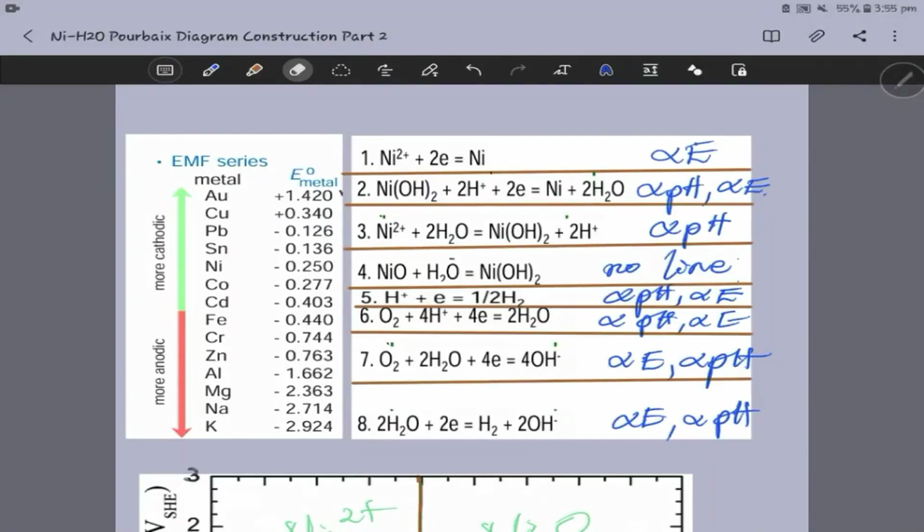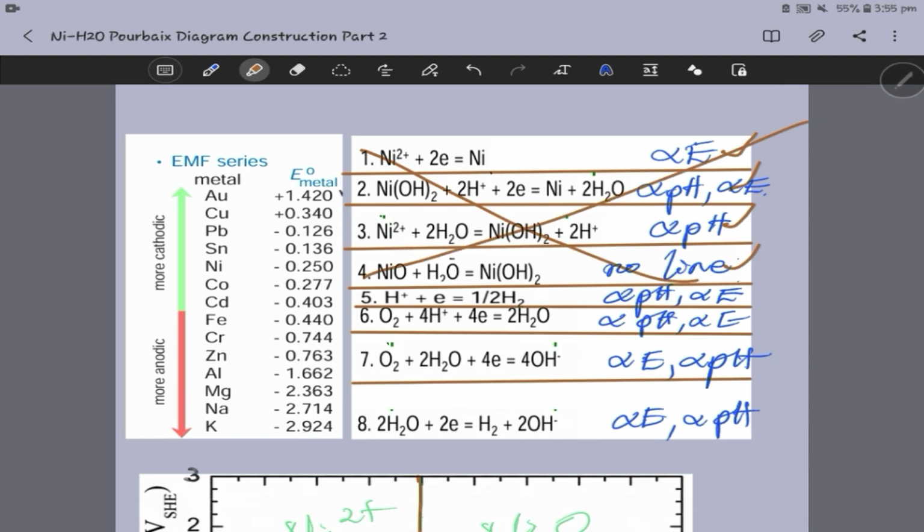Alright, so Pourbaix diagram for nickel water system. In the previous discussion, we went through the process step by step, trying to find the lines or the regions using equations 1 to 4. We've done this, this, and this, and when we got to equation 4, we learned that it doesn't depend on E or pH, so there was no line for it. So we are done with these.